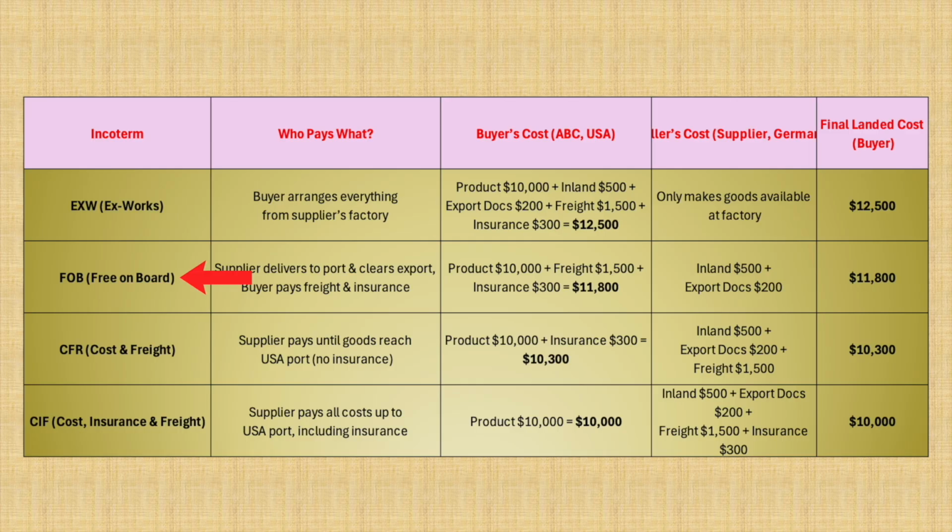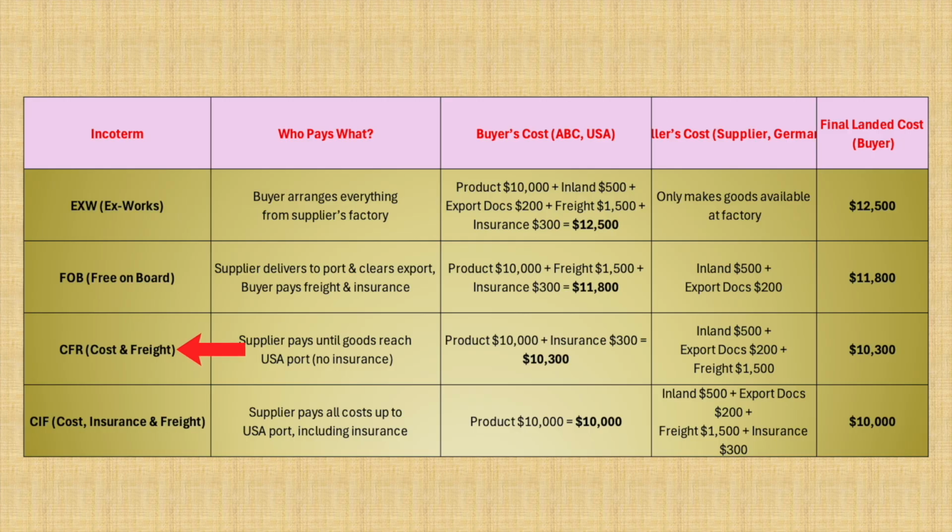Next, Free on Board or FOB. The supplier delivers the goods to the port and clears export. The buyer pays for freight and insurance. The buyer's cost is product $10,000 plus ocean freight $1,500 plus insurance $300. That makes a total landed cost of $11,800. The seller covers inland transport $500 and export documents $200.